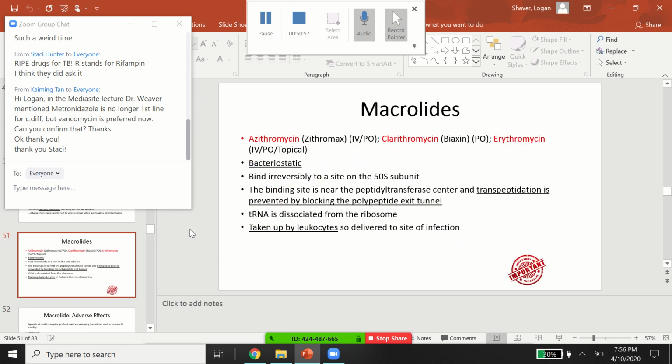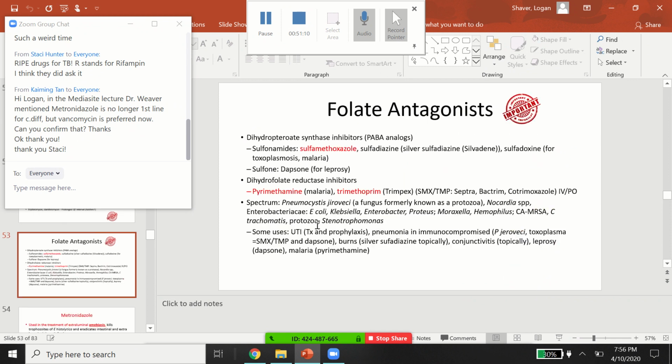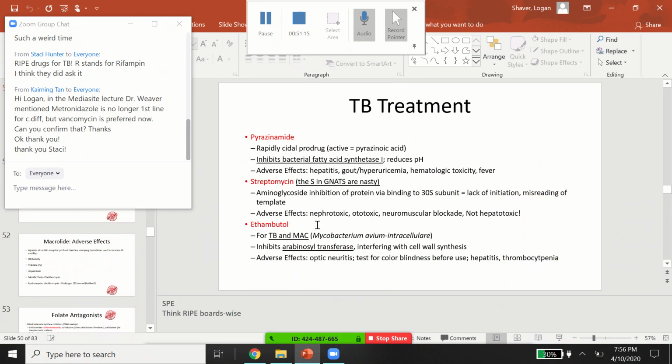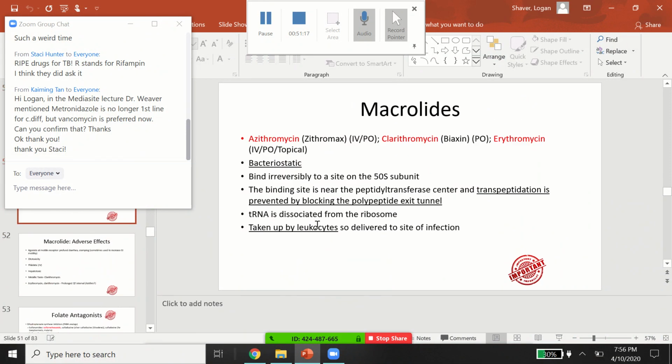All right. So just a random slide about macrolides. So you got azithromycin, clarithromycin, and erythromycin. I just left this slide in here because honestly, does it have any specifics for TB? I just feel like it came out of nowhere. But anyway, it's obviously still important to know.